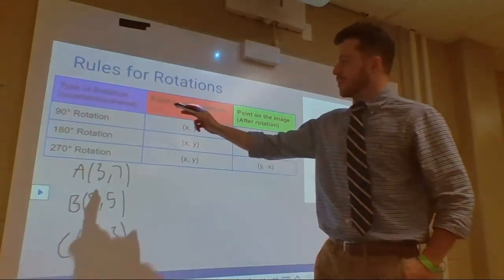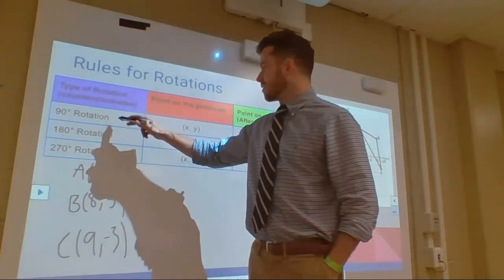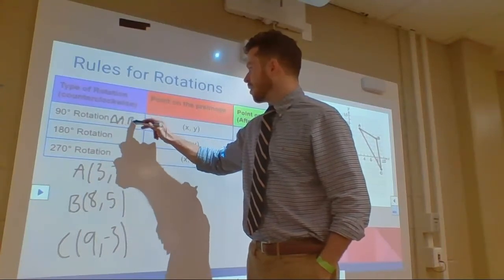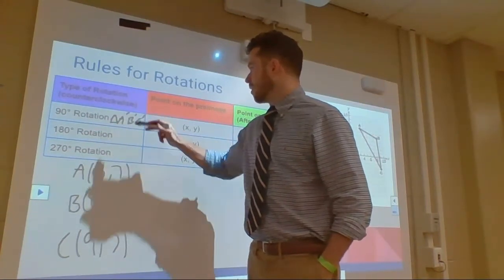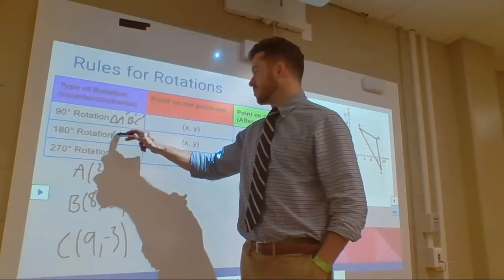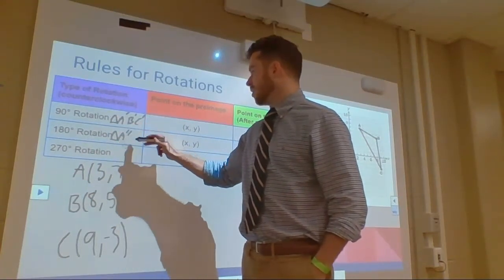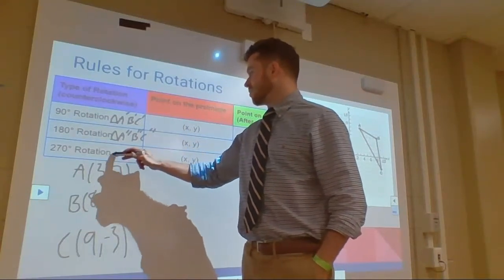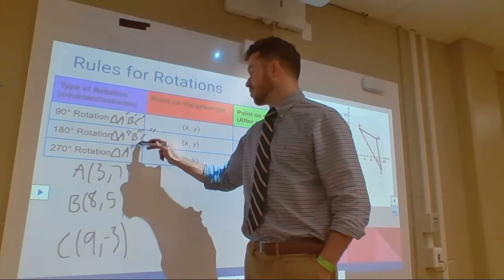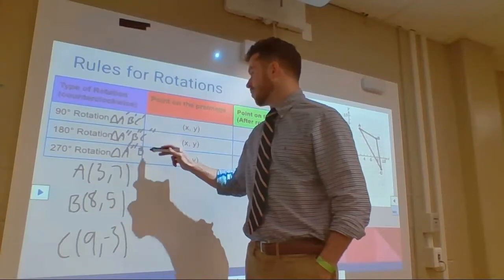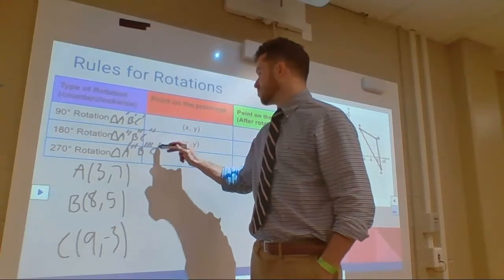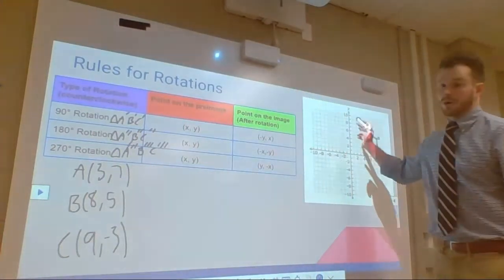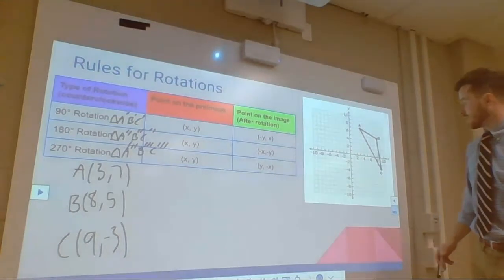So I'm going to do a 90-degree rotation, and I'm going to say that that's going to be triangle A prime, B prime, C prime. And then I'm going to do a 180-degree rotation. That'll be triangle A double prime, B double prime, C double prime. The 270-degree rotation will be A triple prime, B triple prime, and C triple prime. All right, so that's what I'll name each of those triangles. I'm going to draw them all on the board so you can see how this triangle ends up rotating.